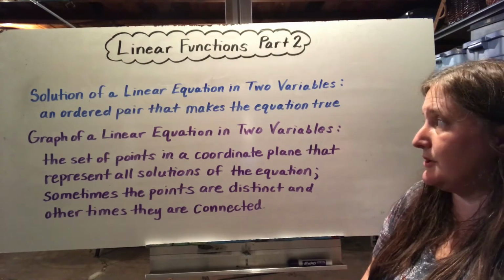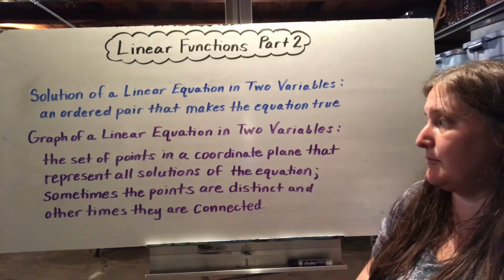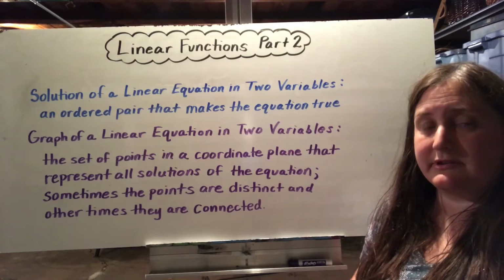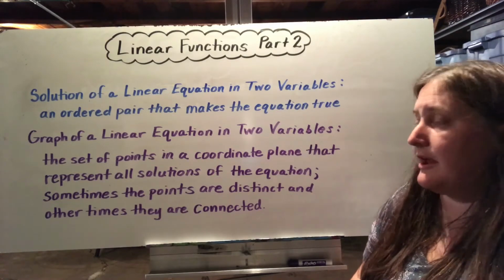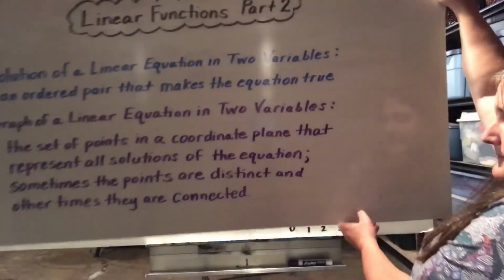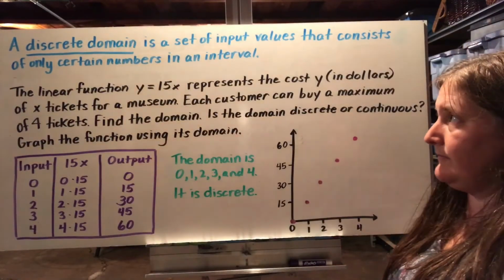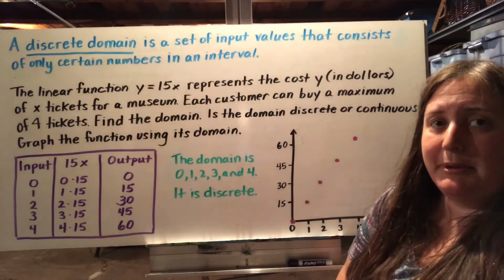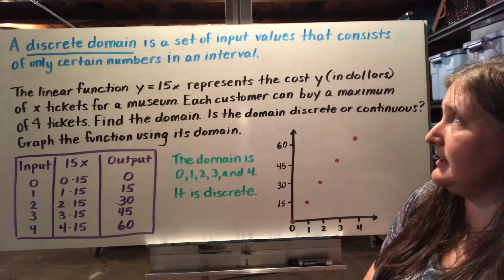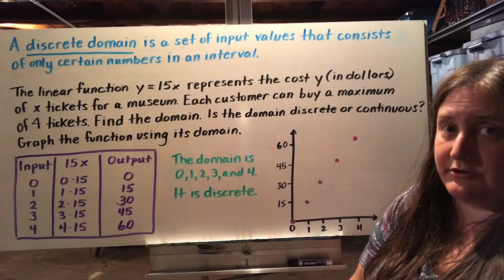The graph of a linear equation in two variables is the set of all points in a coordinate plane that represent all the solutions of the equation. Sometimes those points are distinct, separate points, and other times they are connected. A discrete domain is a set of input values that consists of only certain numbers in an interval.